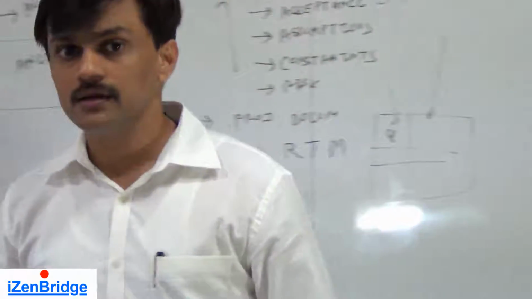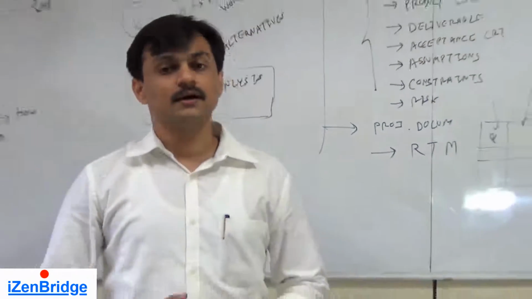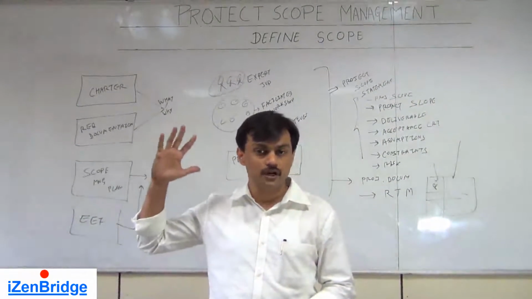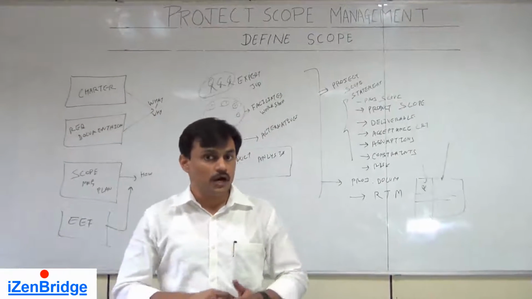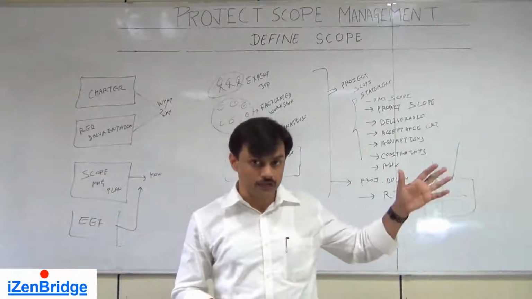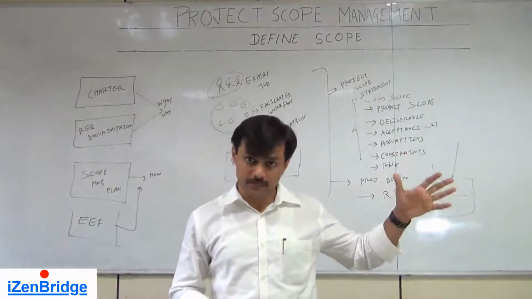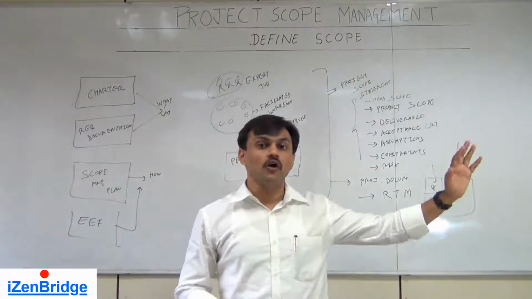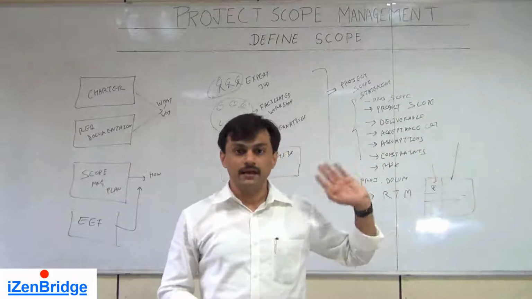So in summary, the define scope process is a process which converts the user language requirements into the project team language of the project scope statement. And this project scope statement we will take forward for planning and execution.